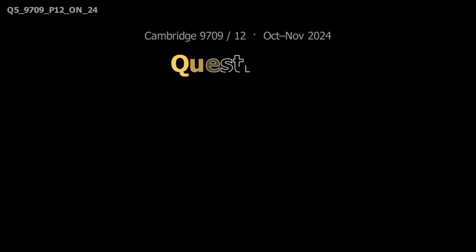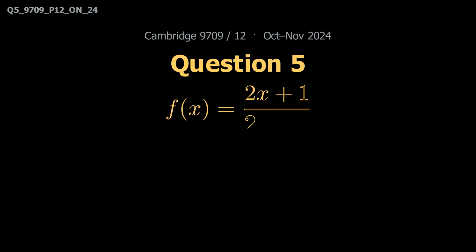Question 5, Paper 12, October-November 2024. A rational function, its inverse, and a composite equation. F of x is 2x plus 1 over 2x minus 1, with x less than 1/2. G of x is 3x plus 2, defined for all real x.